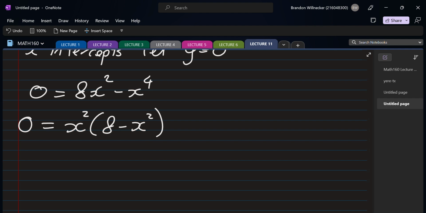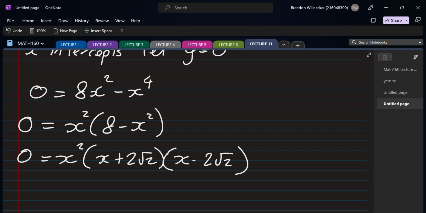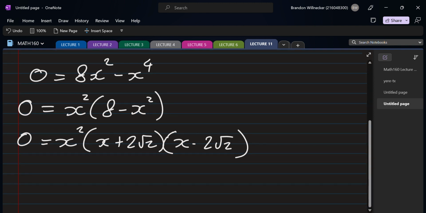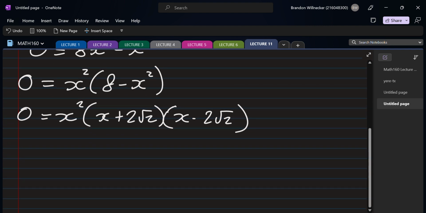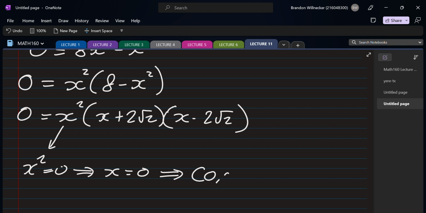Now 8 minus x squared is a difference of squares. So we have 0 is equal to x squared, x plus 2 root 2, x minus 2 root 2. That's just taking the roots on both sides. Now we do the same thing as before. We look at each of the brackets, set them to 0, and that will give us our x-intercepts. For the first one, x squared is 0, so x must be 0, which means we have the point 0, 0. That's one of our x-intercepts.